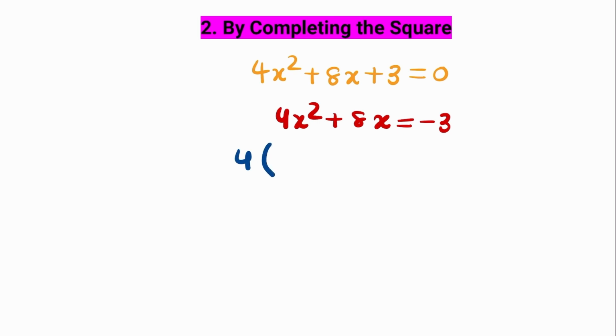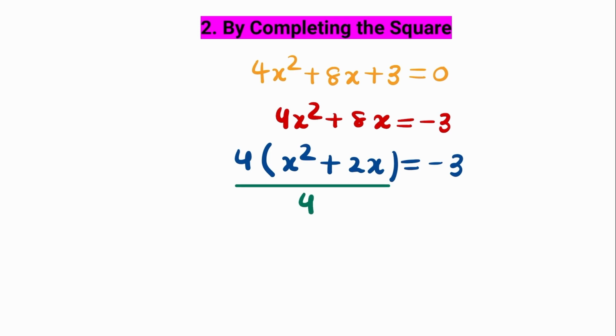So what is remaining inside the brackets? 4x squared divided by 4 will be x squared, and plus 8x divided by 4 will be plus 2x, equal to minus 3. Now we can simplify the equation further by dividing each side of the equation by 4. So that in the left hand side, 4 and 4 cancel out, which will give us x squared plus 2x. In the right hand side it will be minus 3 over 4.